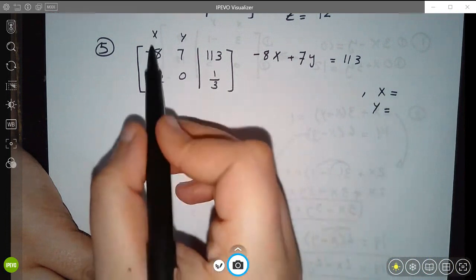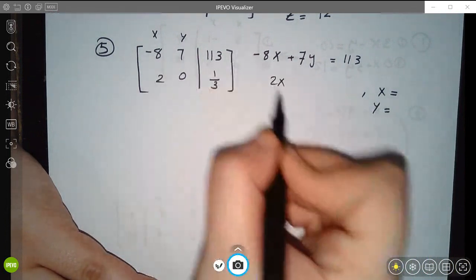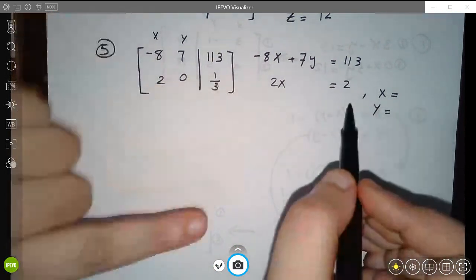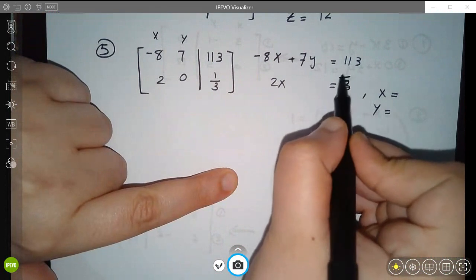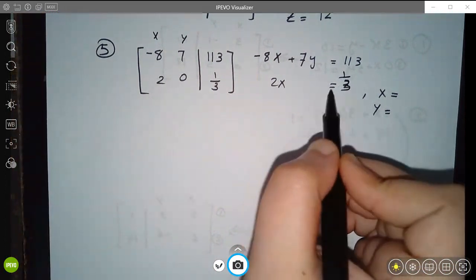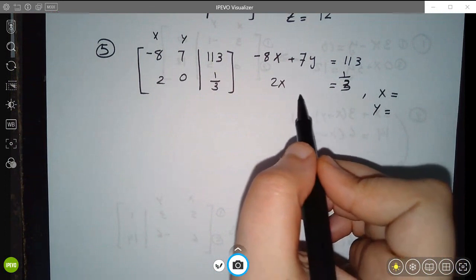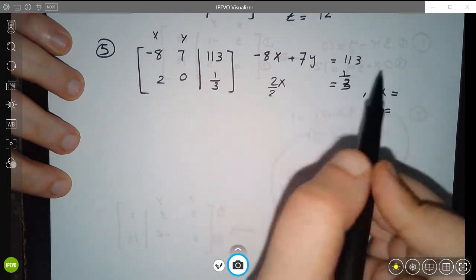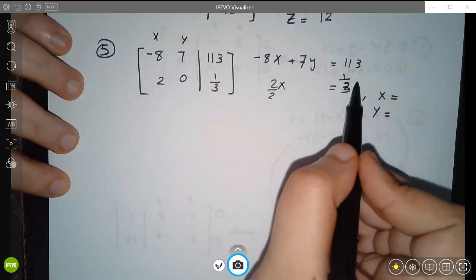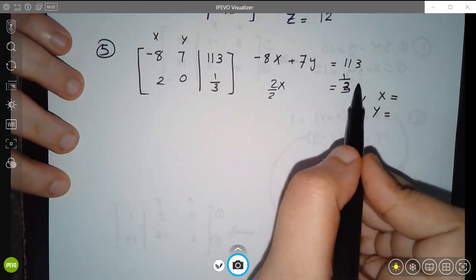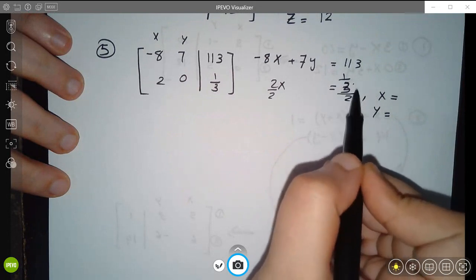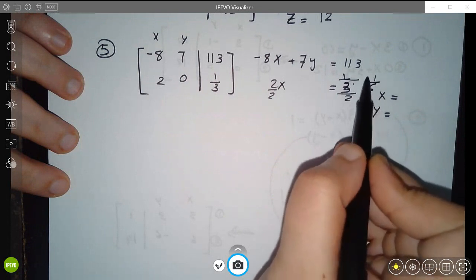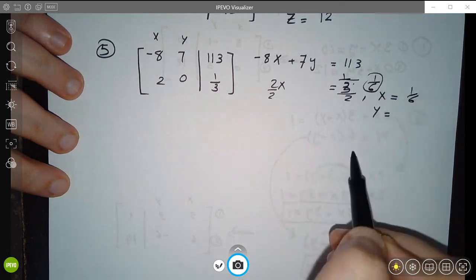Second one, 2x, no y, and it equals, sorry, not 2, 1/3. So by looking at this, you can now probably tell the x is what? 1/6, right? Because you're going to divide by 2, or multiply by half if you want, which is basically 1/6. So it equals 1/6.